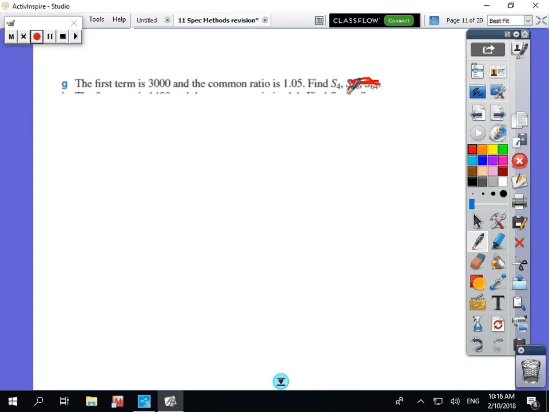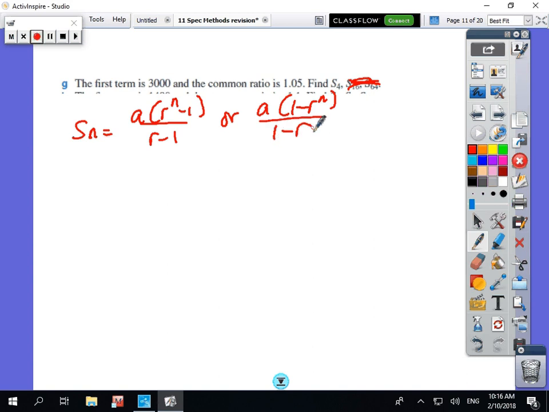So the first term is 3,000 and the common ratio is 1.05, find S4. Okay, Sn equals A(R^n minus 1) over R minus 1, or A(1 minus R^n) over 1 minus R, depends on which one you want to use. I always use the first. Okay, so have a go.